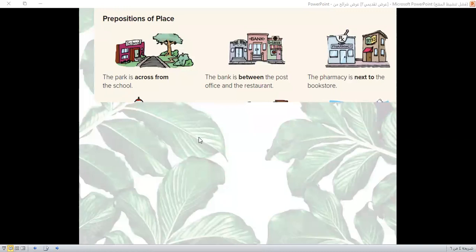The park is across from the school. What is the meaning of across from? Across from. Look. Say it again, please. أمام. Yes, إنها تكون في الجهة المقابلة. So we're going to say across from, or the other side of the street. We're going to call it across from. Moving on to the next one.